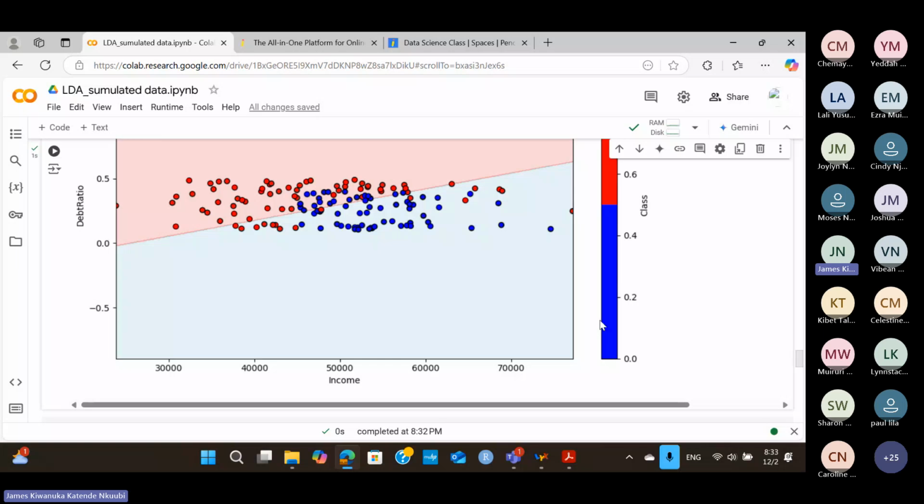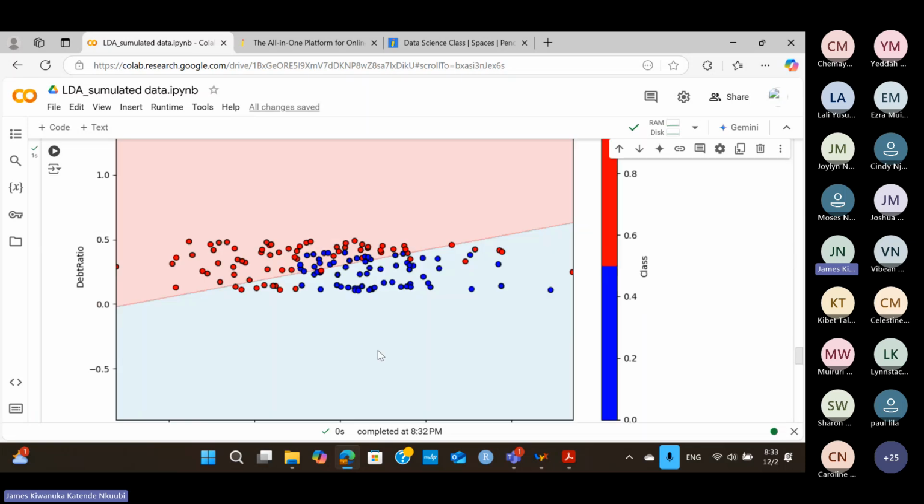So blue is low risk and red is high risk. So this covers the decision boundary, and if you get any new point, you can classify it.